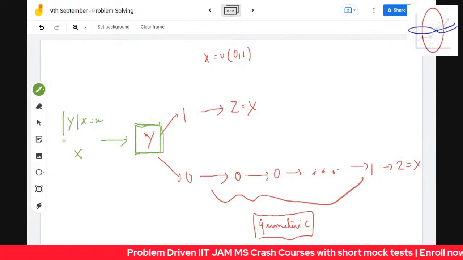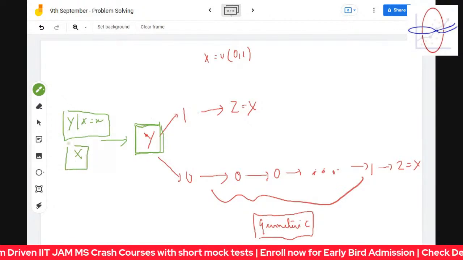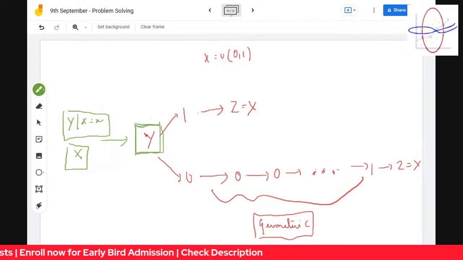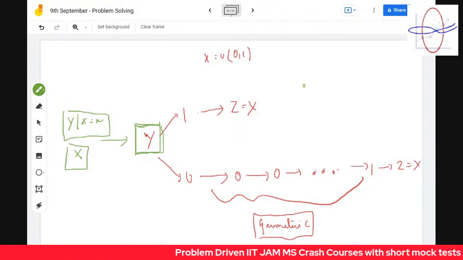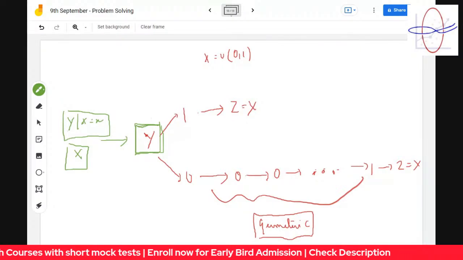Can someone tell me, if we know y given x equal to x and we know x, how we can get the distribution of y? Just tell me in terms of probability. So we want to find the probability of y. What do we need from here? Mansi is telling that we can find the joint distribution, the marginal, LOTP, okay.